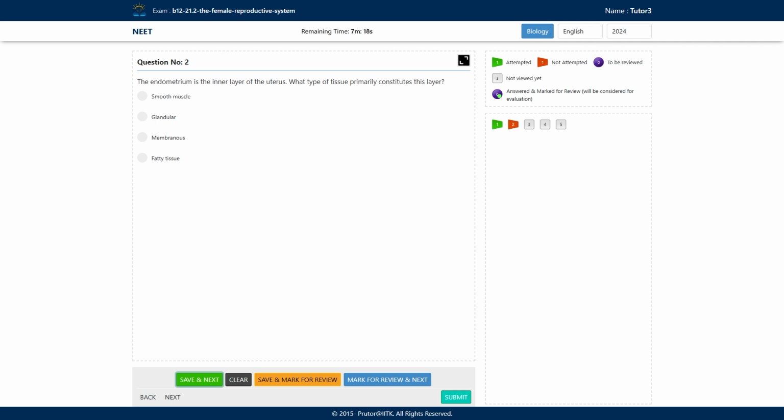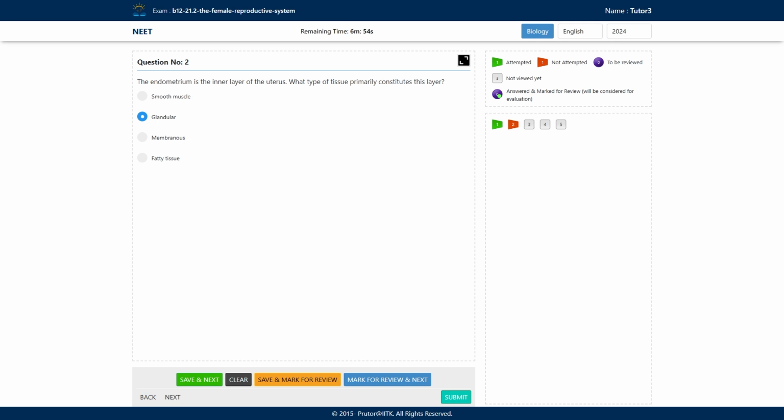Okay, the answer here will be option number B, glandular. This is the right answer. So this endometrium consists of glandular tissues. This glandular tissue secretes some fluid which helps in the process of implantation. It helps in the pregnancy.